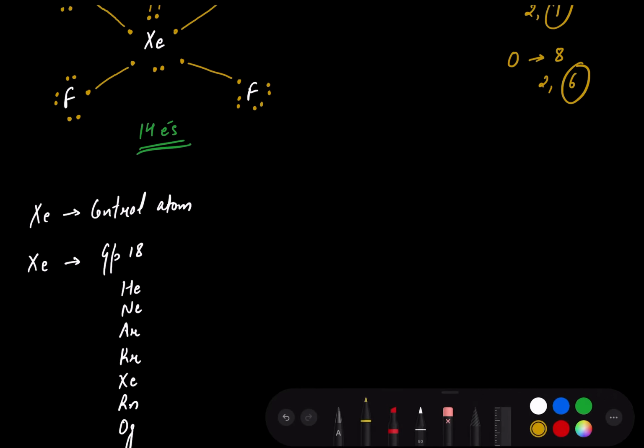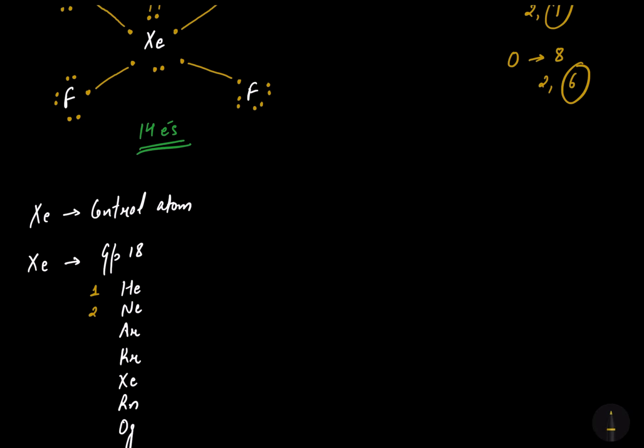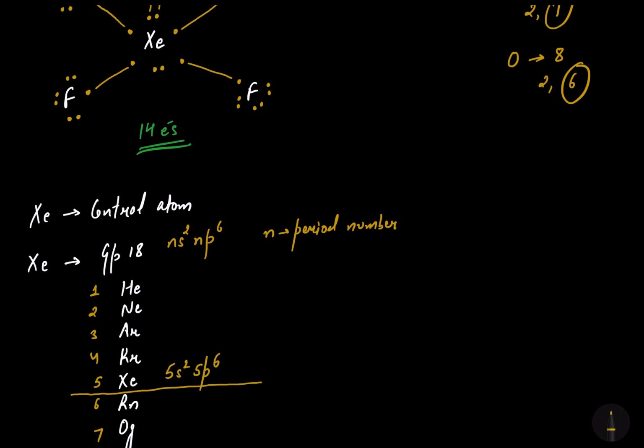Now, that's period number 1, period number 2, 3, 4, 5, 6, and 7. That means xenon belongs to period number 5. Now, what's the general electronic configuration of group number 18? That's ns2 np6, where n is the period number. That means the electronic configuration of xenon will be 5s2 5p6. So we got the valence electronic configuration of xenon that came out to be 5s2 5p6.